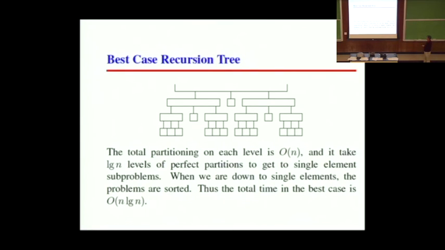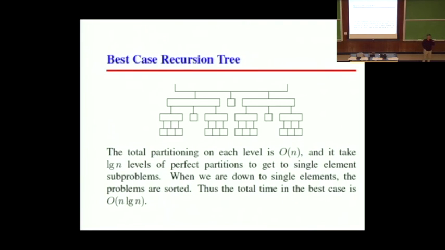Well, here we have 4 parts, n over 4 elements. How much time is it going to take to do the partitioning of n over 4 elements? N over 4, right? Just the partitioning. N over 4 plus N over 4 plus N over 4 plus N over 4 was N. It's the same idea that we did with the merge sort, right? Here we have N over 2 elements and N over 2. The total partitioning at each level is going to be N.